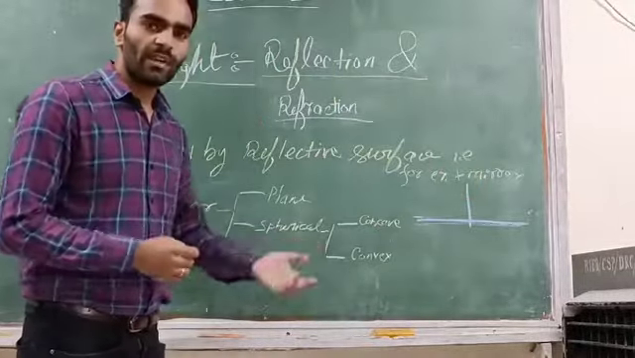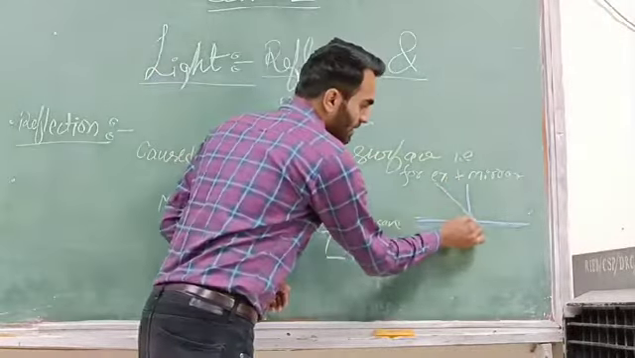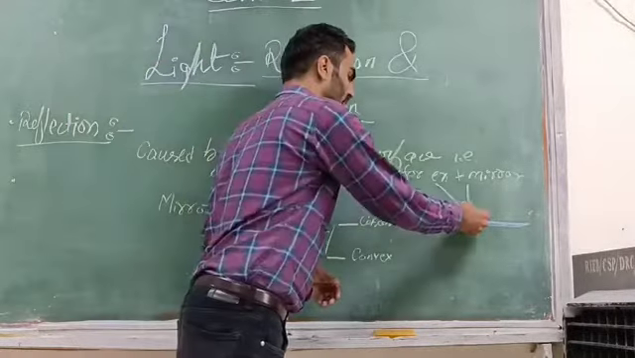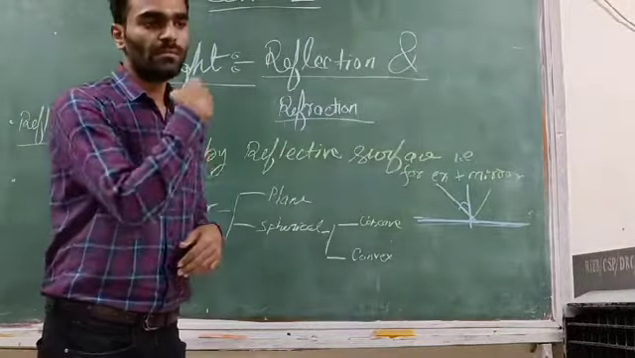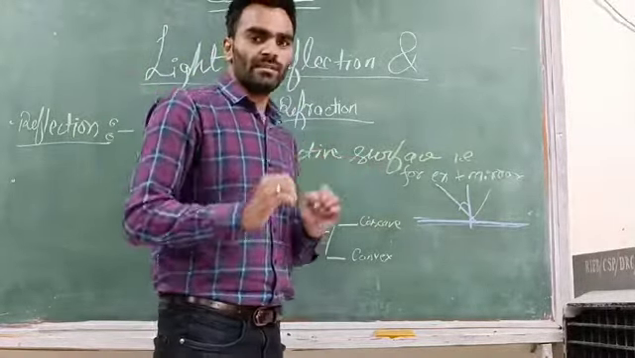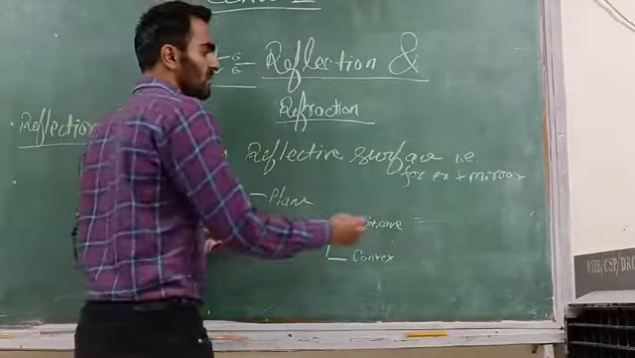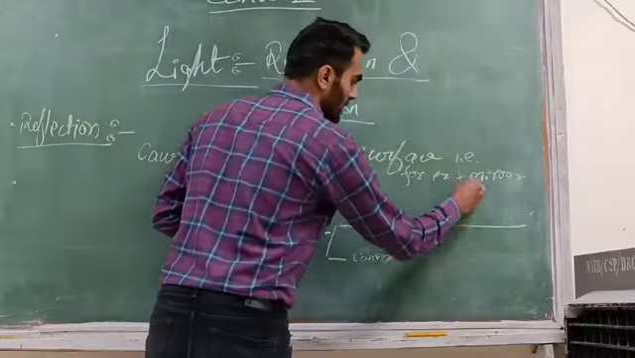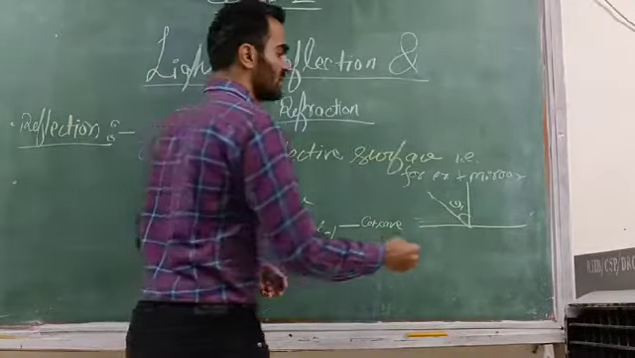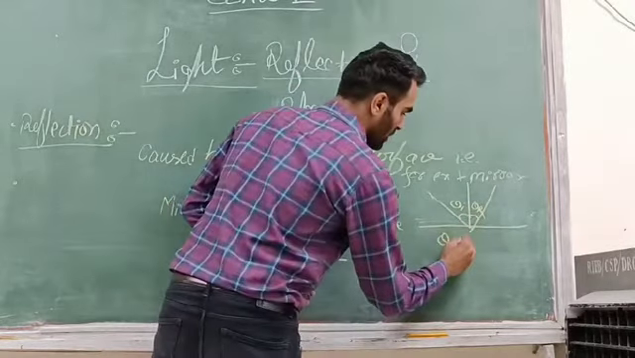For reflection, light travels and becomes incident on a plane. At that time it makes an angle theta i, the incident angle, and it gets reflected fully without passing into the medium. This is how reflection takes place. We know that it follows two laws. The first law says that the angle of incidence theta i and the angle of the reflected ray theta r will be equal.